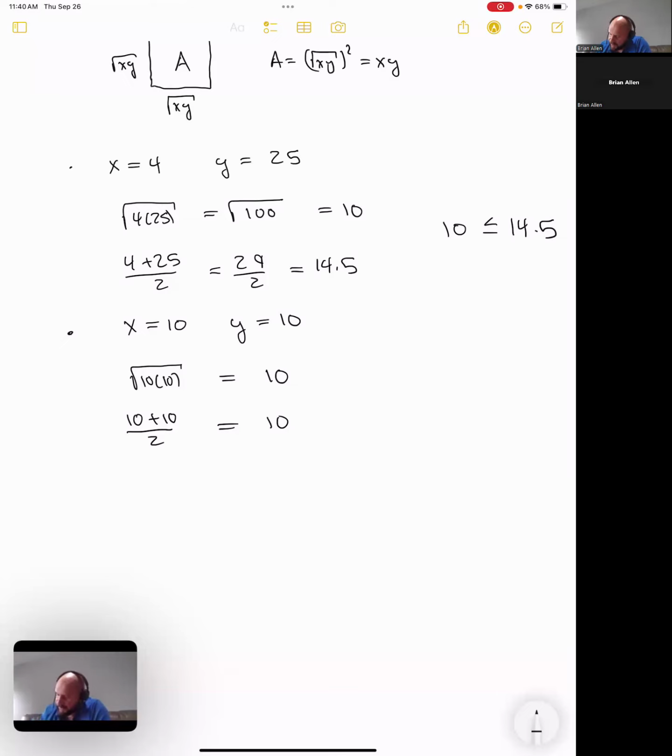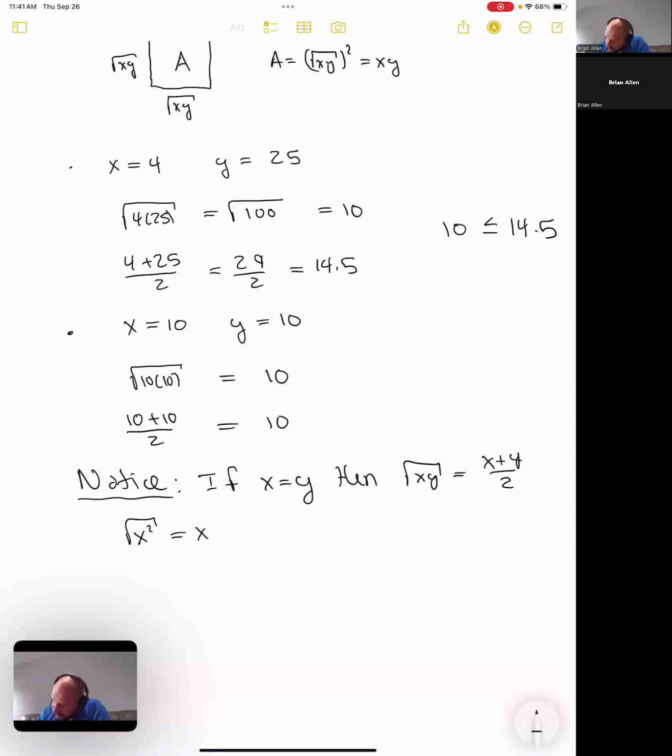So in this case, we can already notice that if x equals y, then the square root of x times y is equal to x plus y over 2. So there's no gap in the inequality. And that's because, of course, the square root of x squared is just x, and x plus x over 2 is equal to x. Okay, that's not a proof, right?